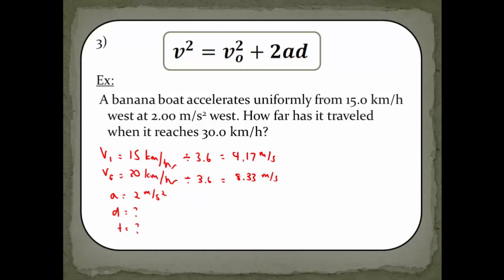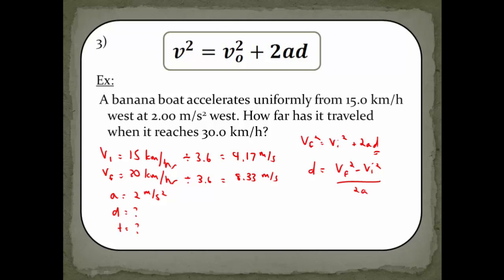Now all the values are in SI units. Let's solve this bad boy. Vf squared is equal to Vi squared plus 2AD. We need to solve this equation for D. I'm going to skip some steps and tell you that D is equal to Vf squared minus Vi squared over 2A. If you don't know where that came from, talk to me because it's simple algebra.